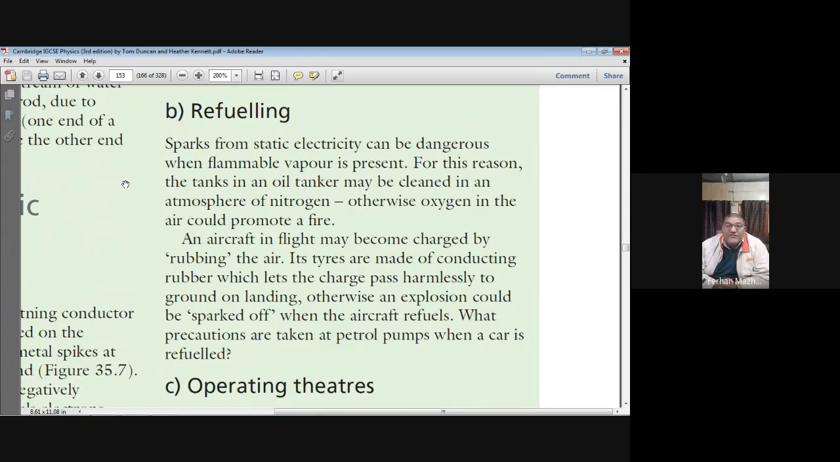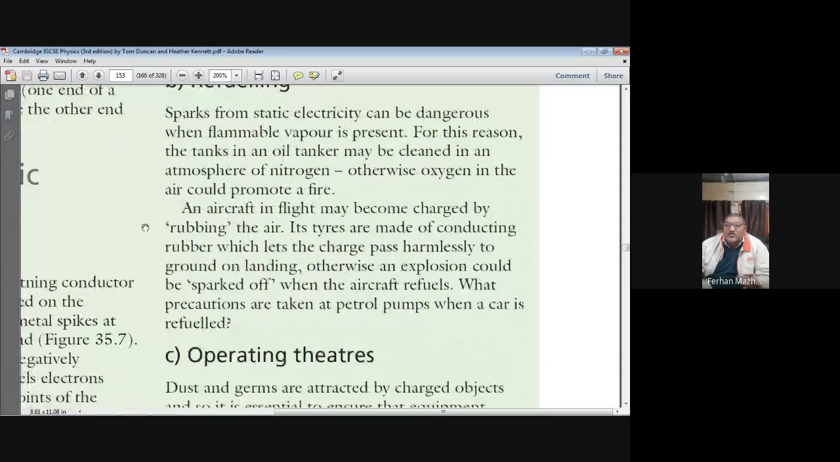An aircraft in flight may become charged by rubbing the air. Its tires are made of conducting rubber which lets the charge pass harmlessly to the ground on landing. Otherwise, an explosion could be sparked off when the aircraft refuels. What precautions are taken at petrol pumps when a car is refueled? In the same way, I'm not going into discussion now.